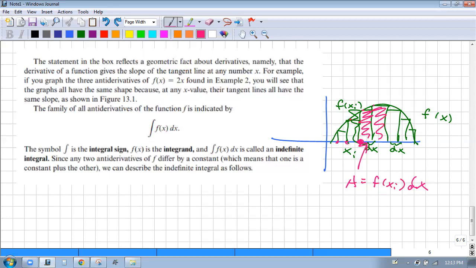Okay. And so if you look at this though, there's error there. Like what about this blue mark? These rectangles aren't taking into account this little bit of blue. Right? So there's an error. So what we do is we say, okay, well, let's let the dx here get even smaller. If I let the rectangles get smaller, if I have smaller rectangles, then there's less blue, right?